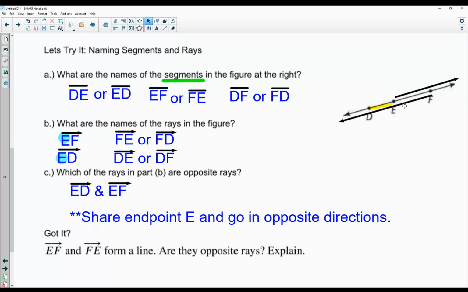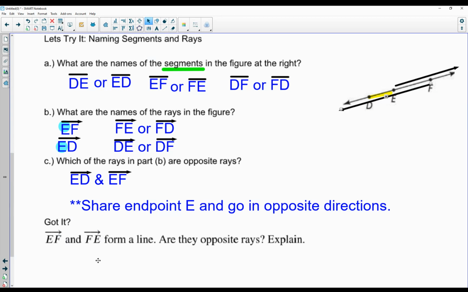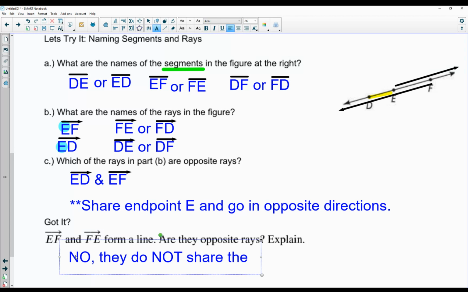And in this case, we talked about having opposite rays. So ask yourself, EF and FE, do they share the same endpoint? And look up here. The endpoint here is at E. The endpoint here is at F. So are they opposite rays? Now it's kind of easy to answer. The answer is no. They do not share the same endpoint.